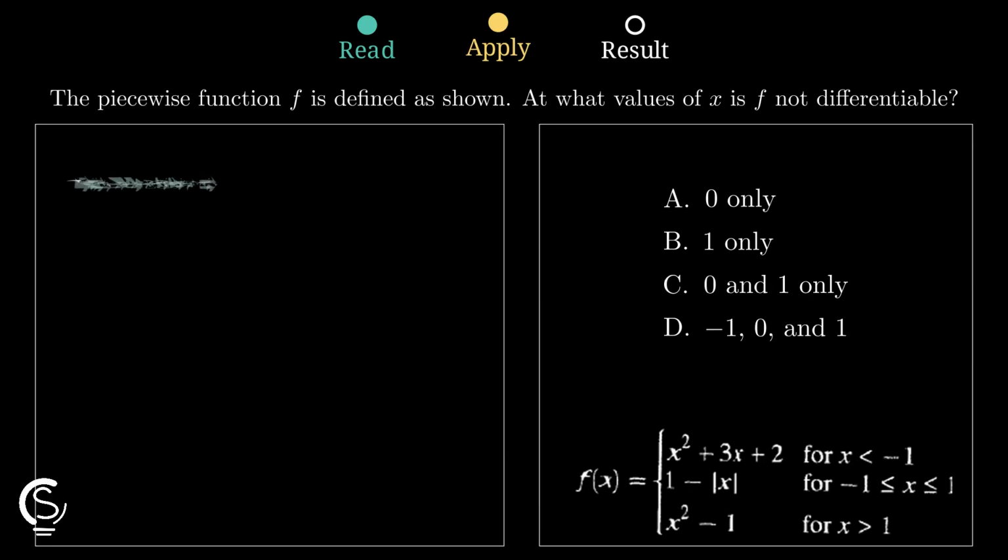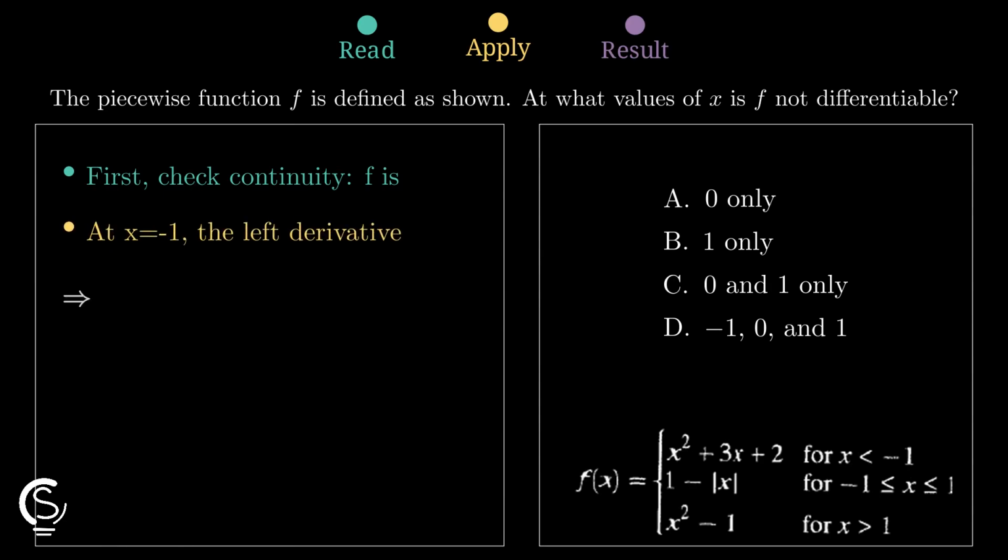Next, we look at -1. The left derivative of the first piece is 2 times x, which equals -2, matching the constant derivative of the second piece perfectly here. At +1, the derivative from the left is 0 while the right is 1. Since these mismatch, it is not differentiable.